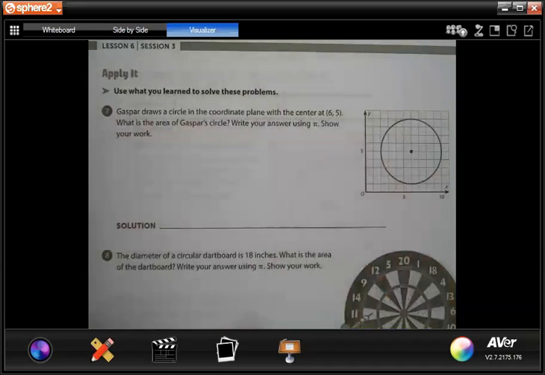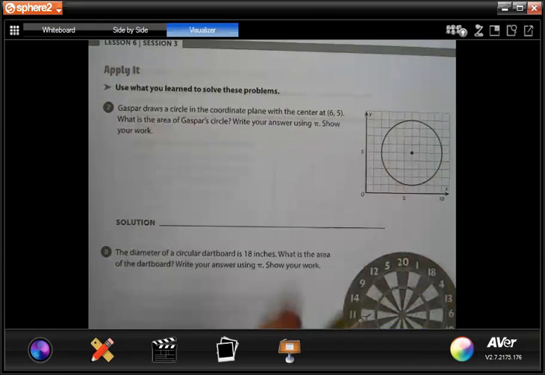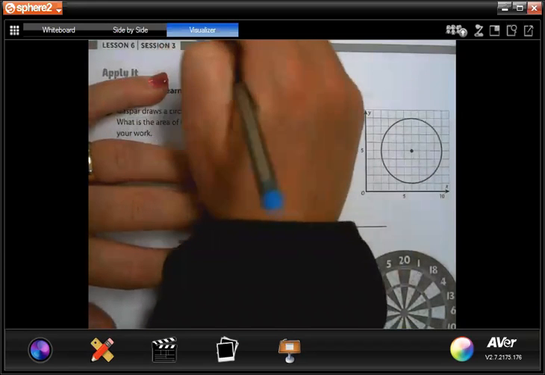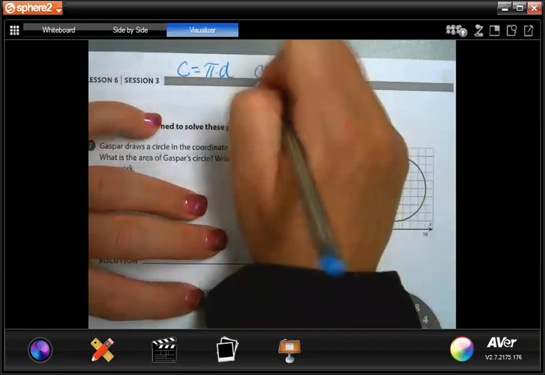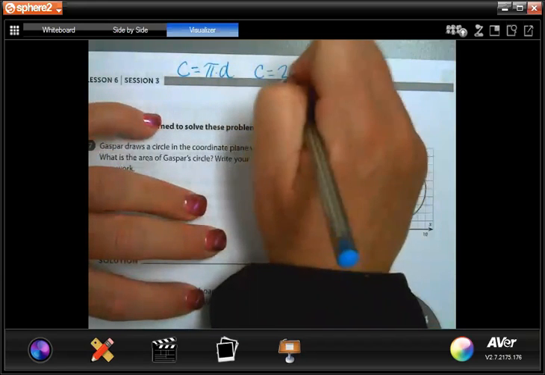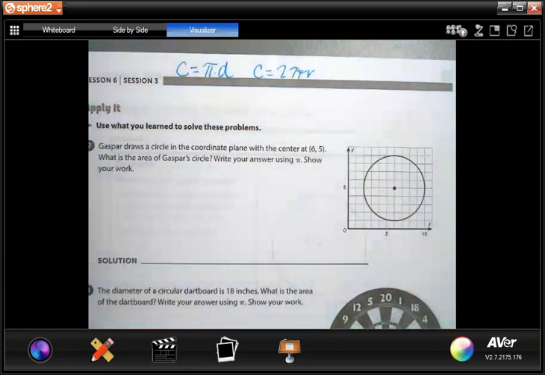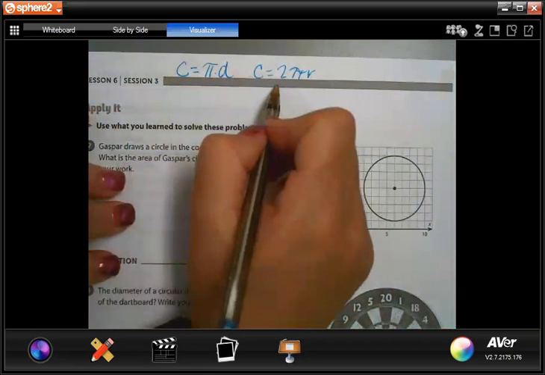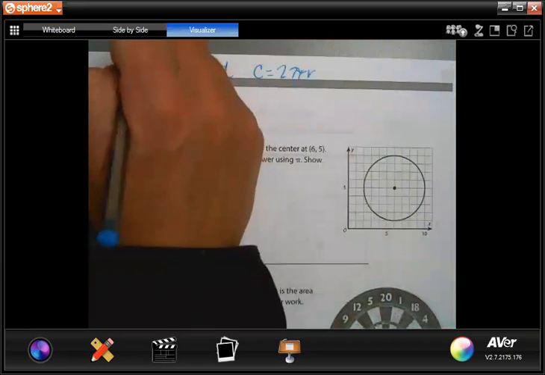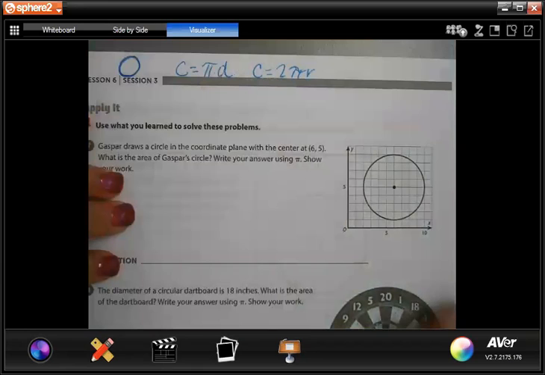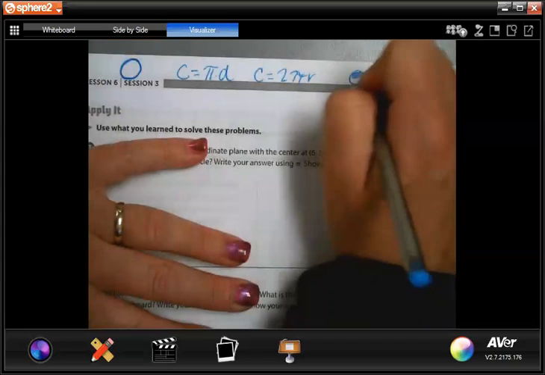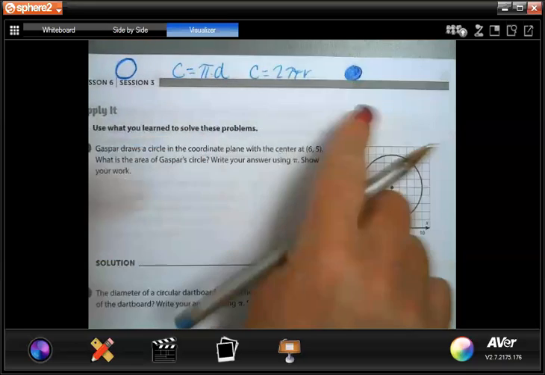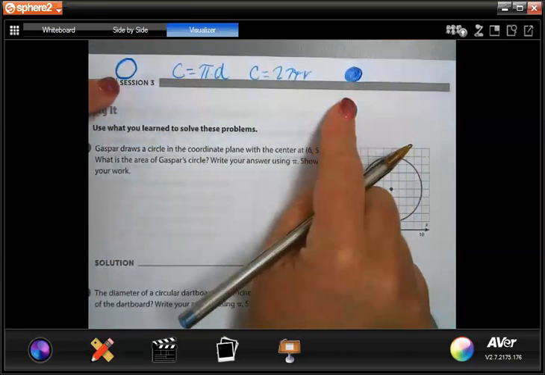Now, we've learned a formula for circumference. We know that circumference is found either by pi times diameter, or by 2 pi radius. Area is different, because circumference is the distance around the circle, but area is everything inside of the circle. So there's going to be a lot more area than there will be circumference.